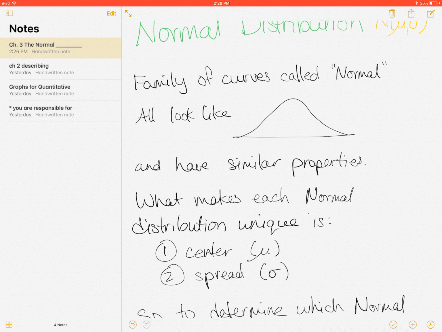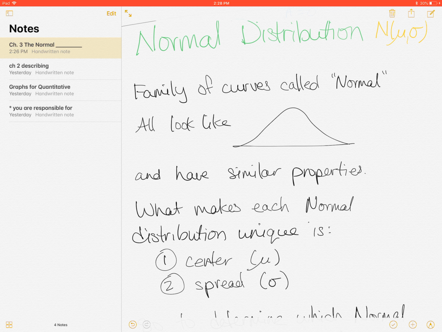Now, normal distributions actually include an entire family of curves called normal. They all look the same. They all look kind of like a mountain, and they all have similar properties. But what makes each normal distribution unique is where its center is, mu, which is the mean, but it's also the median because it's symmetric, as we'll talk about in a second. So the mean is the center. The spread, or standard deviation, those two things determine what our specific normal distribution looks like.